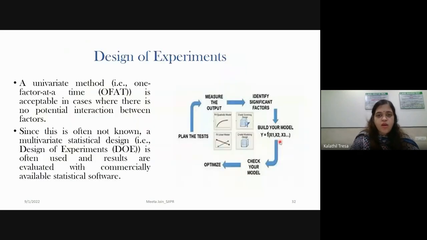severity to low. Design of experiments is required when you have a multivariate statistical design, where many factors are involved, and one factor interacts with the other factors, which will affect your final CQAs. A univariate method, that is one factor at a time, is acceptable in cases where there is no potential interaction between the factors. Since this is not often the case, a multivariate statistical design, that is design of experiments, is often used and results are evaluated within commercially available statistical software.